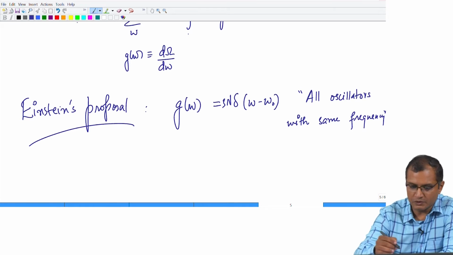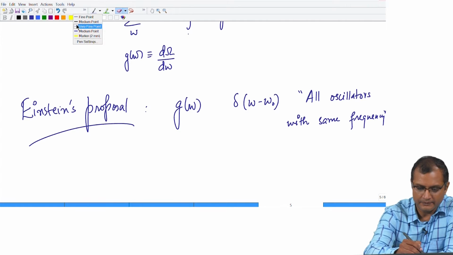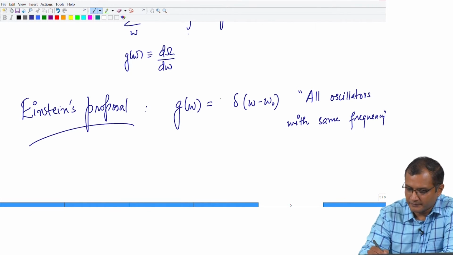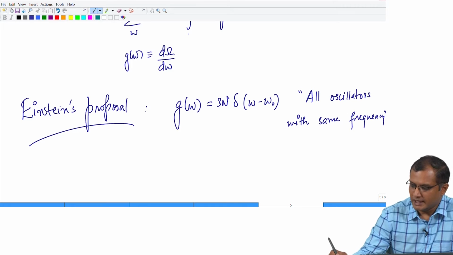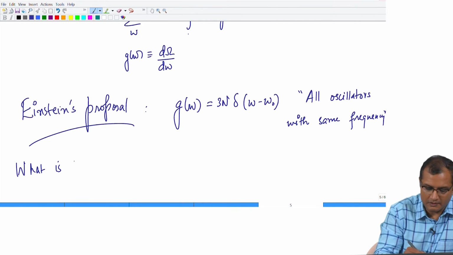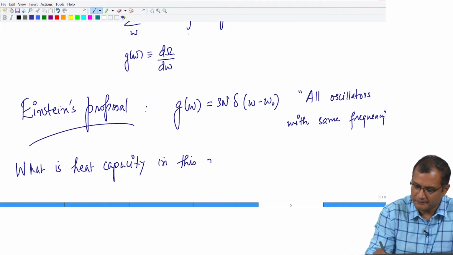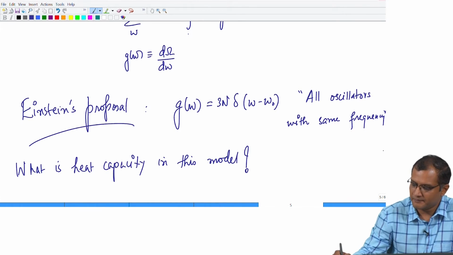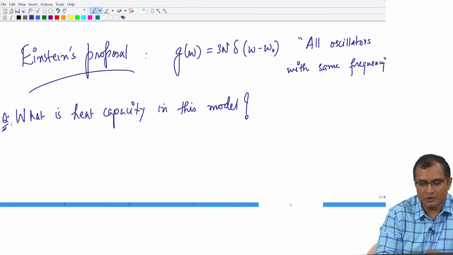So, I am going to take the example of the Einstein's model and compute the partition function. So the question is, what is the heat capacity in this model? Let us first compute the partition function, because from there we compute all the quantities.